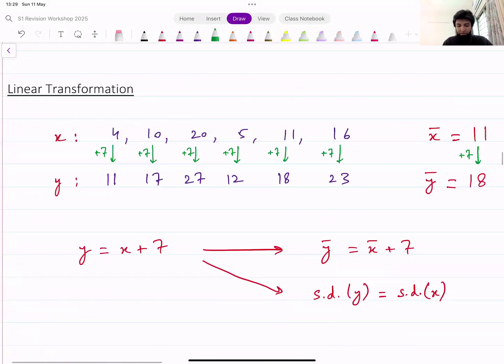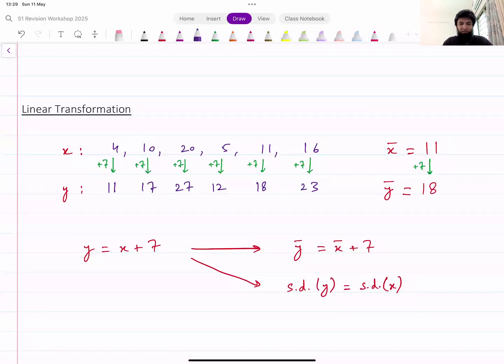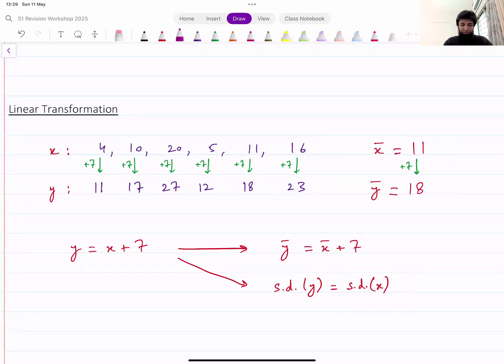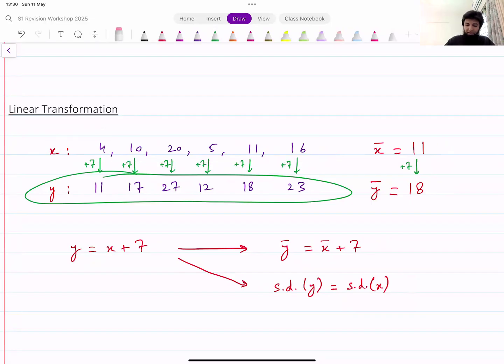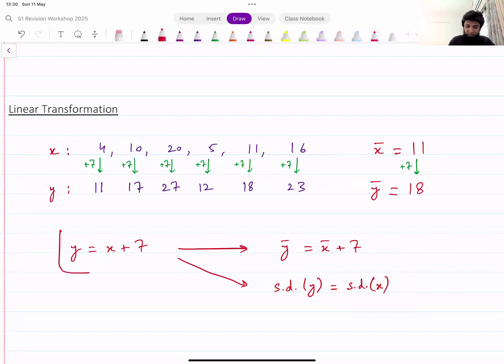Another concept that you have here is linear transformation. It's also called coded data sometimes, or linear transformation. Now, what's this? This is the next concept that we have now. Let's consider two variables. Let's say there's one variable that is X, and there's another variable that is Y. And they are related like this, that Y is equal to X plus 7. Y is equal to X plus 7, right? For every value of X, if you add 7 to that, you get the corresponding value for Y from that.